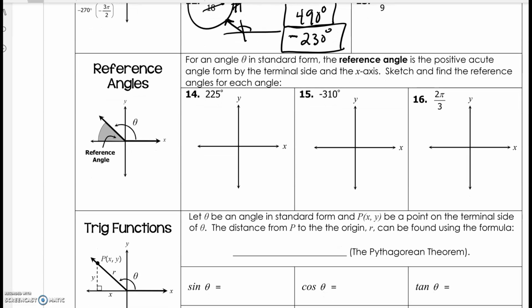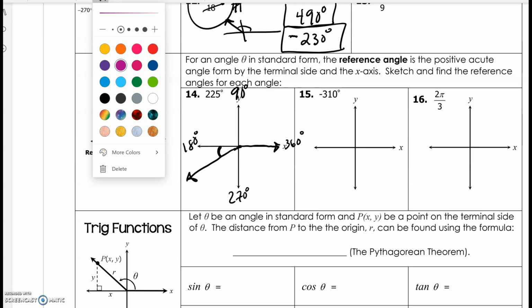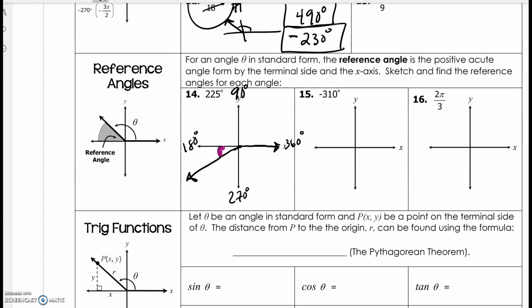All right. So reference angles, you just watched a video about reference angles. So I'm hoping this can help clarify what we're looking for. So first I'm going to graph where 225 falls. Well, I know this is 90 degrees, this is 180 degrees, 270 degrees, and then all the way around is 360 degrees. So 225 falls right here. So that's a 225 degree angle. I'm looking for this portion right here. So this angle right here is exactly what I'm looking for.